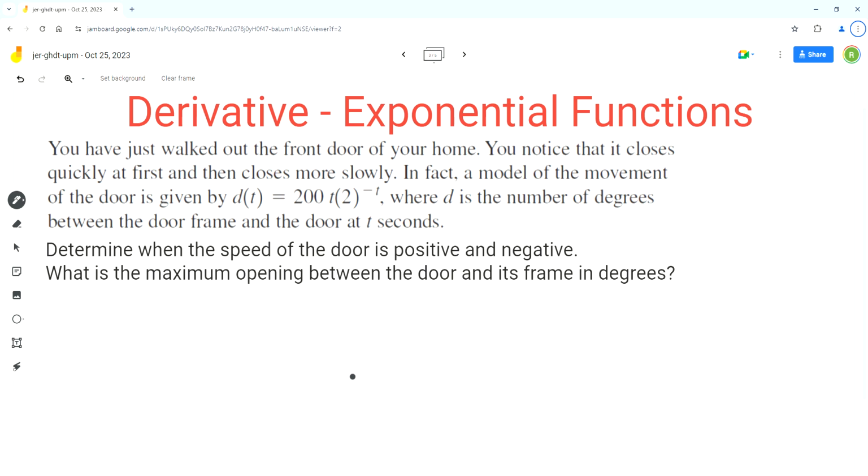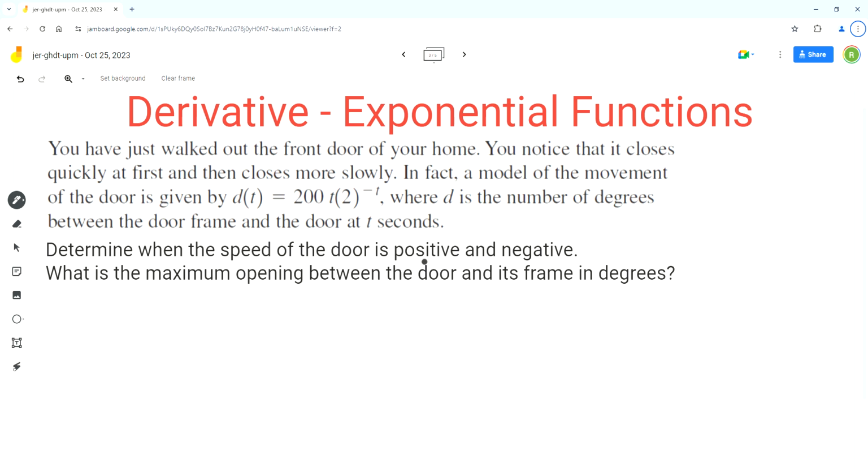So in this video, we'll solve this problem based on the concept of derivatives. As per the problem, you have just walked out of the front door of your home. You notice that it closes quickly at first and then closes more slowly. In fact, the model of the movement of the door is given by d(t) = 200 t 2^(-t), where d is the number of degrees between the door frame and the door at t seconds. So let's answer the first question.